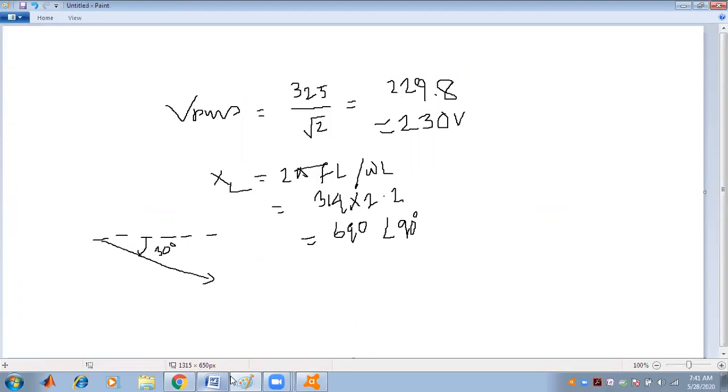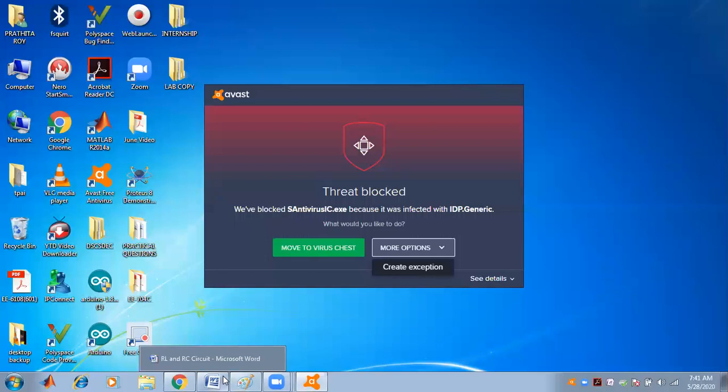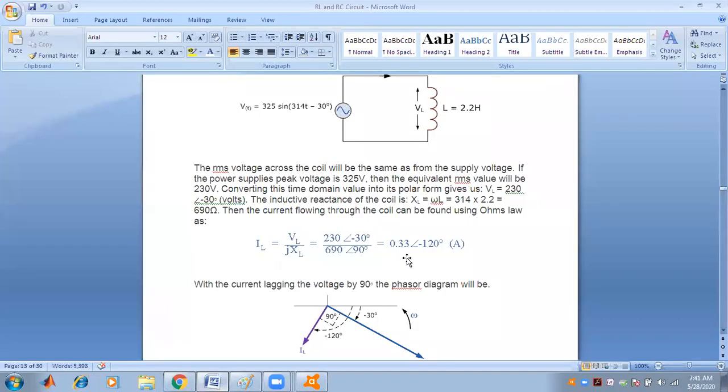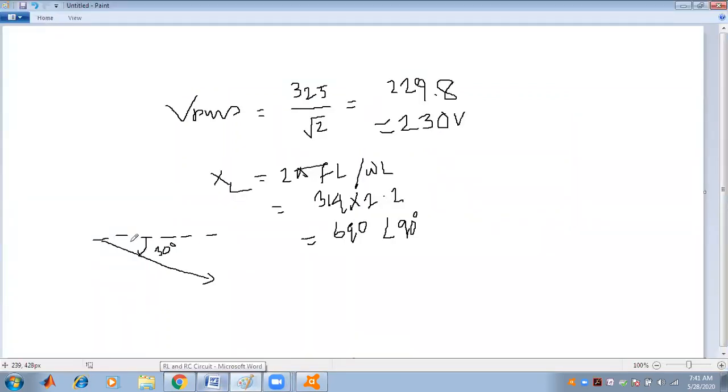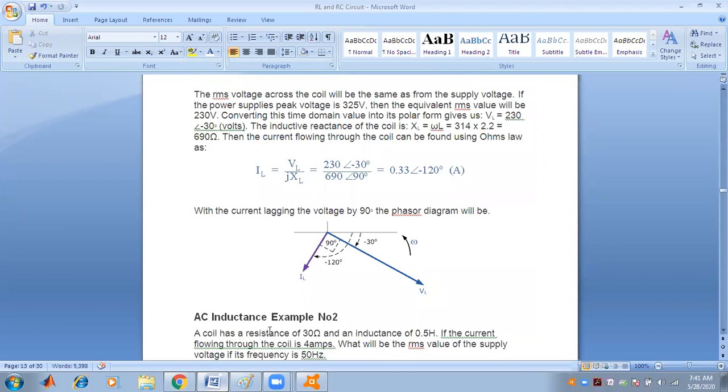And we have found the current value is 0.33, and it is lagging by an angle of 90 degrees. So it is 120 degrees it is lagging by, which means we have to add another 90 degrees with this. These two will be 90 degrees to each other, and its value is 0.33, that is IL. So the total is 90 plus 120. That is why we can easily find the value from the phasor diagram.